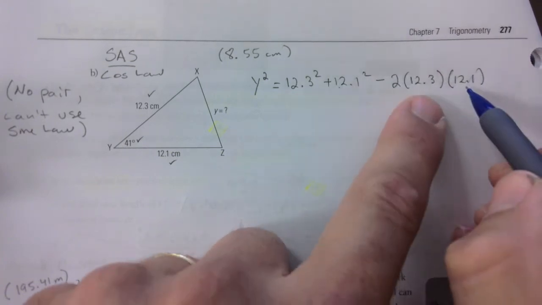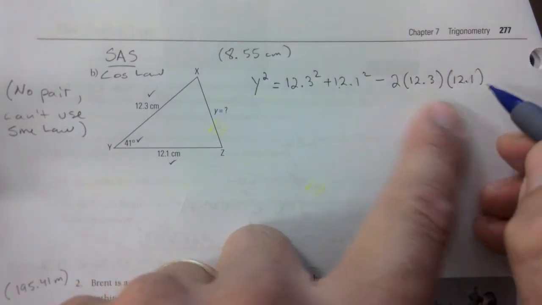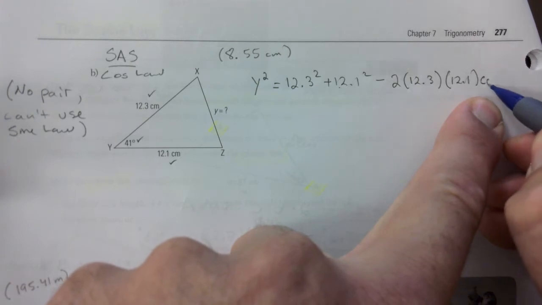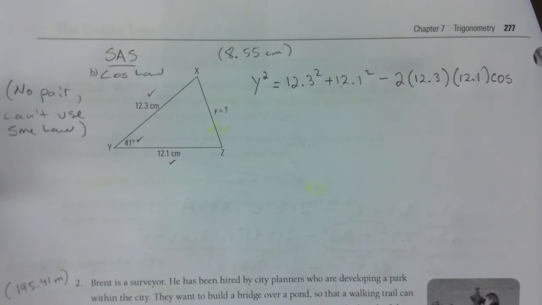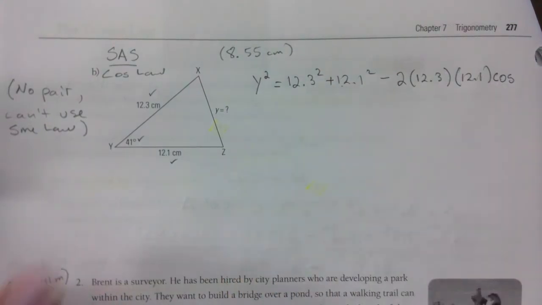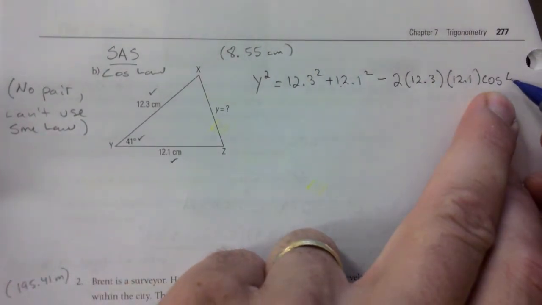So these two show up again, but they're not squared here. And this is important because some folks mix up sine law and cosine law later on. When it looks like this, you know it's cosine law. In this case, it's 41 degrees.